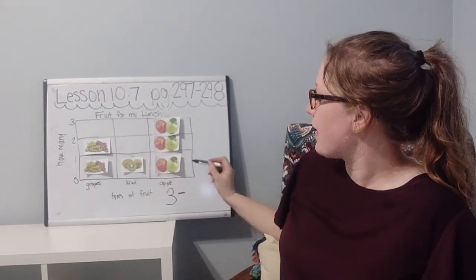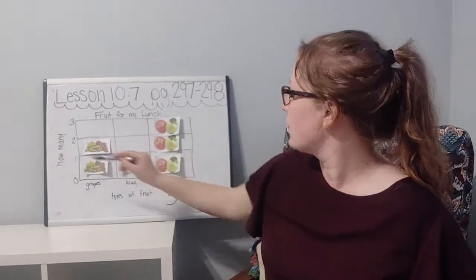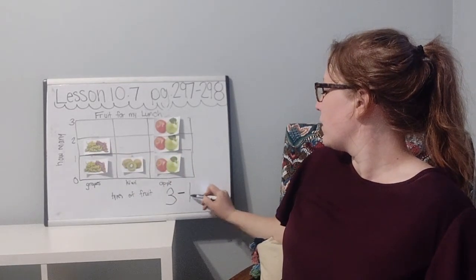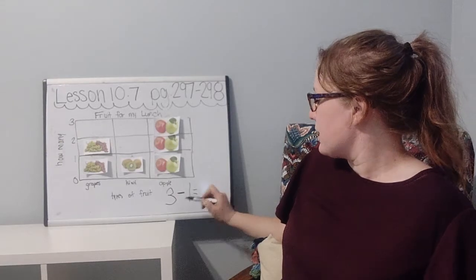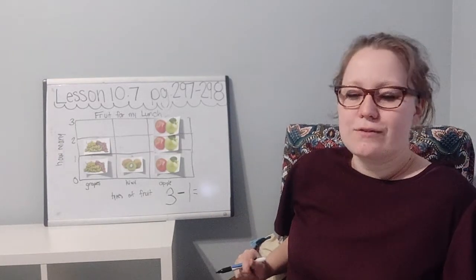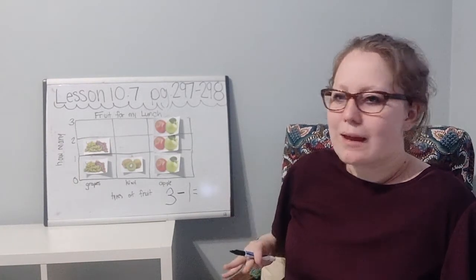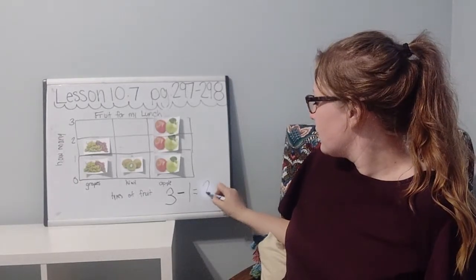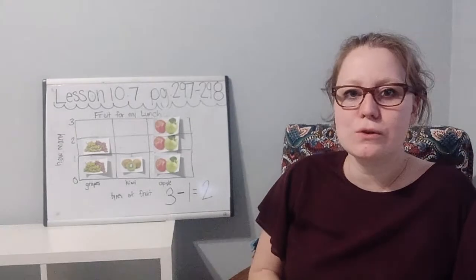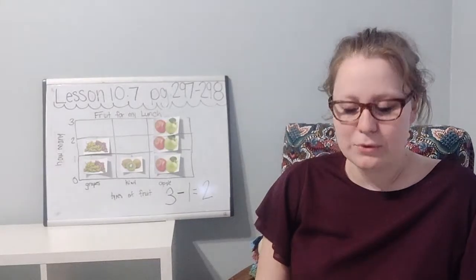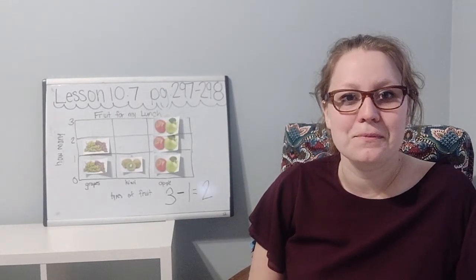How many kiwis do I have again? Take a look. I have 1. And my equal sign, figuring out the difference, 3 minus 1, I'm sure you know it right away, is 2. So I have 2 more apples than kiwis.